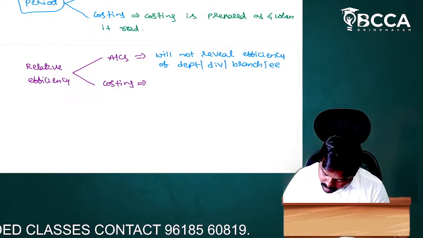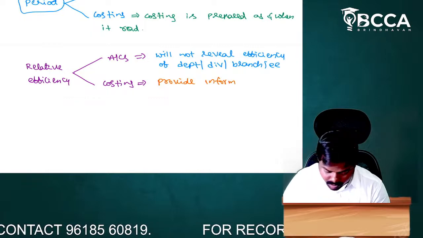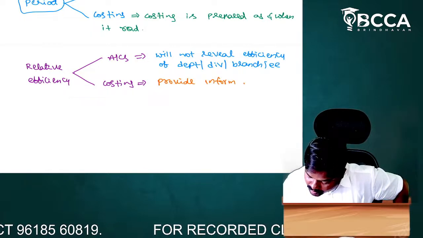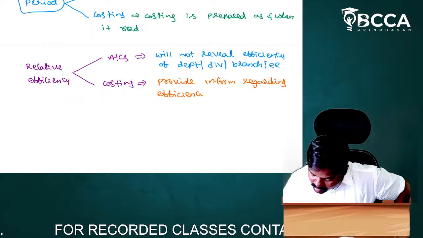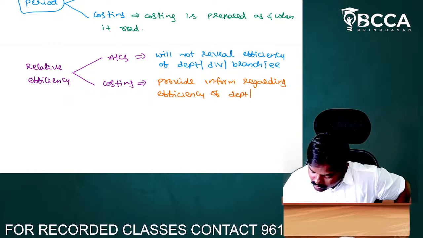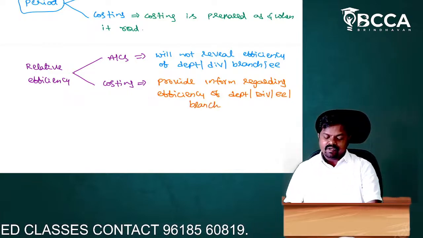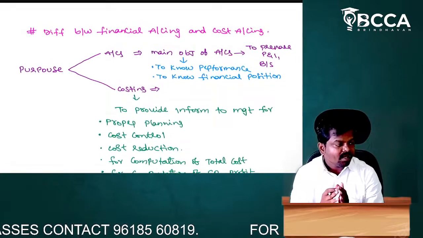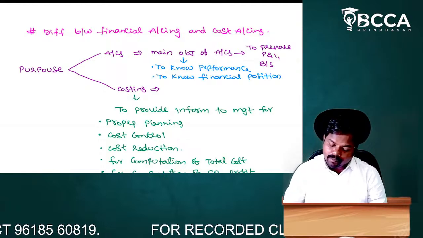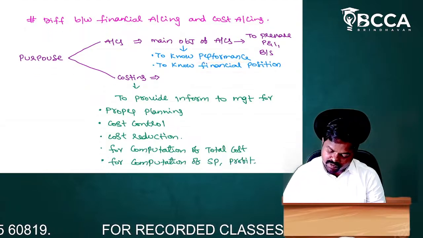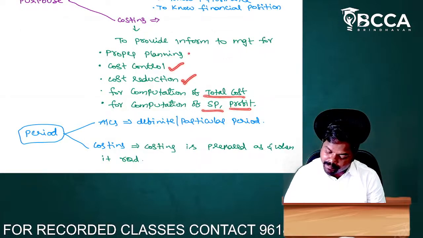Next, costing. Costing will provide information regarding the efficiency of each department, or division, or employee, or branch. Costing will be helpful. See, my dear friend, the difference between accounts and costing. Main purpose of accounts: to know the performance, to know the position. Purpose of costing: cost control, cost reduction, total cost, selling price, profit, proper planning.